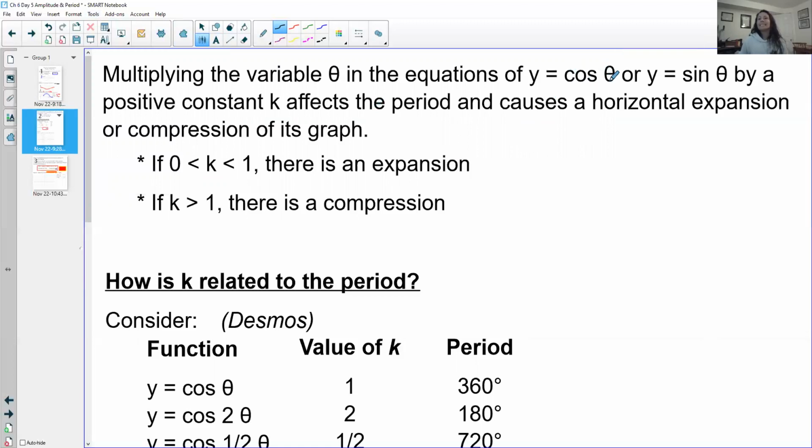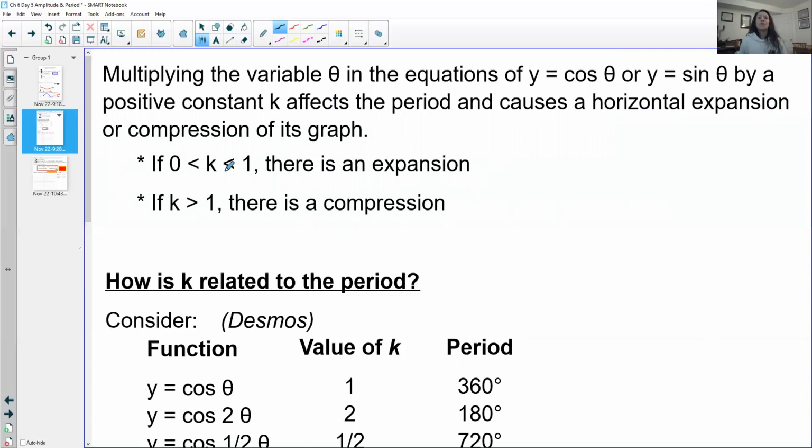something inside our function, which means it would be beside our theta or our angle, that's when you would have a horizontal expansion or compression. So multiplying the variable theta for your trig functions by a positive value would affect a horizontal expansion or compression. Don't worry about the negative ones. Those are reflections and it's periodic, so why would we deal with them? Right, because you just slide it over and you'd get the same pattern.